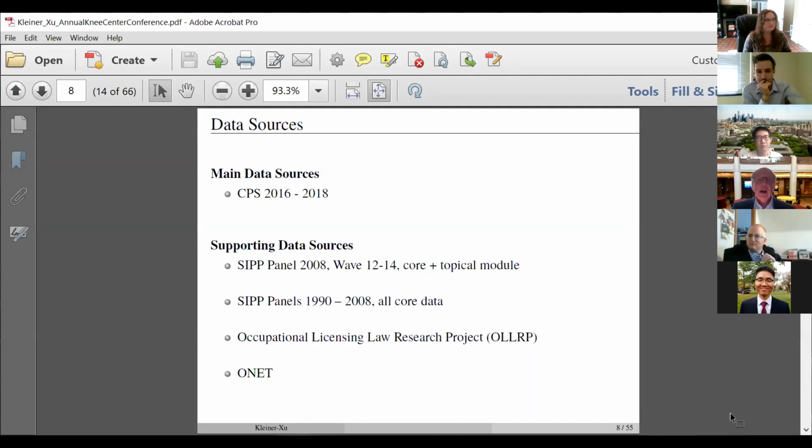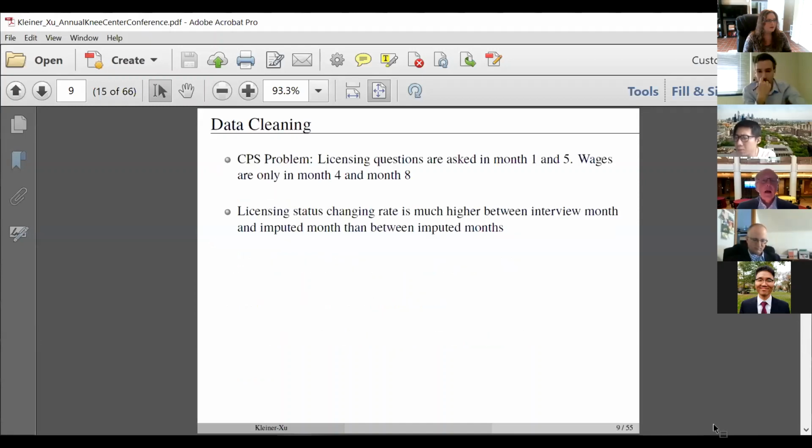In terms of whether an occupation is licensed and the criteria, there's a data set that will be available this summer, at least in terms of initial entry data, the Occupational Licensing Law Research Project at the Minnesota Population Center. Those of you who use CPS or census data, it will be available through that same source. And we also use some O*NET data in terms of looking at what are the requirements for being in a licensed occupation.